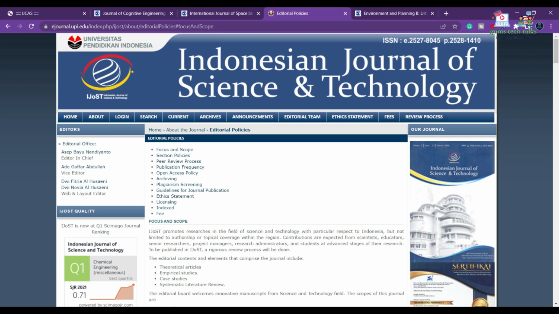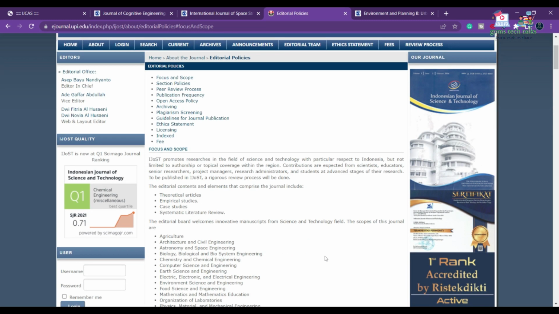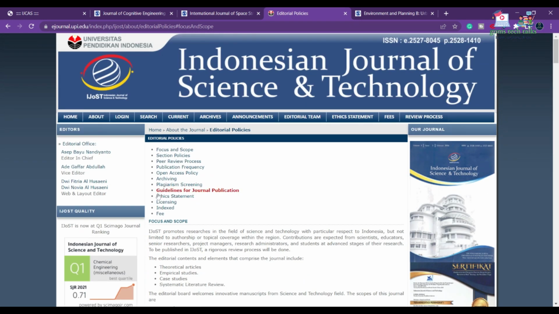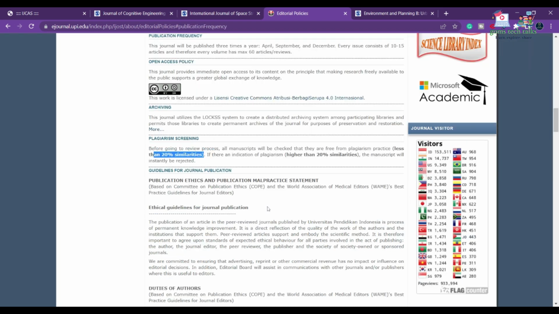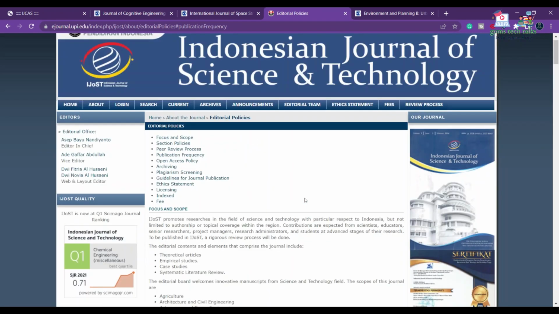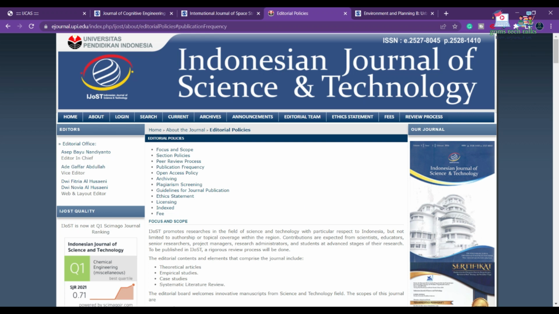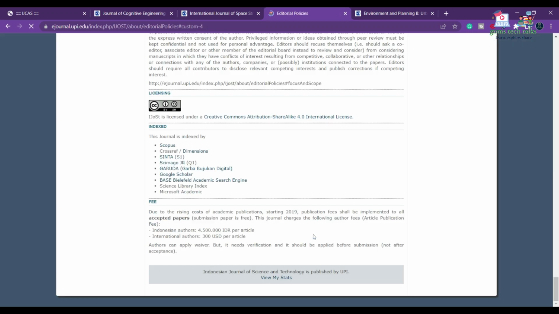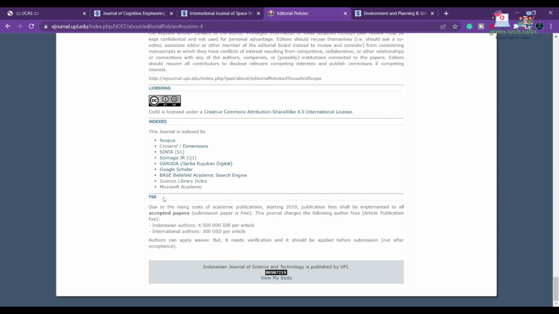The next thing we want to know is how many issues they publish. Publication frequency: you can see April, September, and December. Only three issues. But since it is a paid one, they will give you the fastest response. Let us go and visit the fees. The fee of this journal is 300 USD, which will be nearly 24,000 rupees.